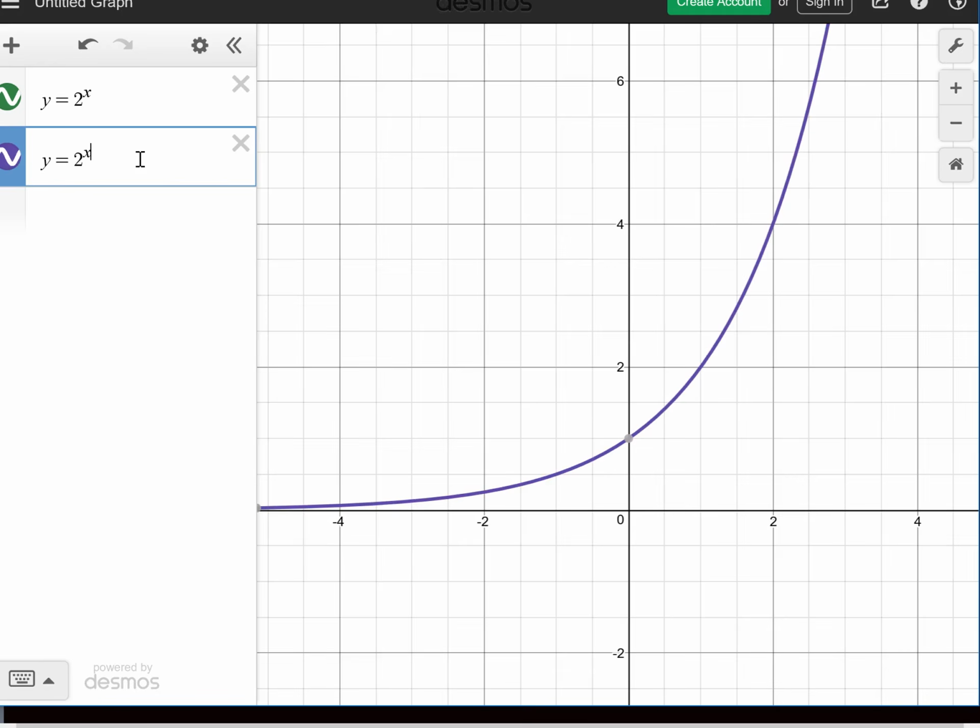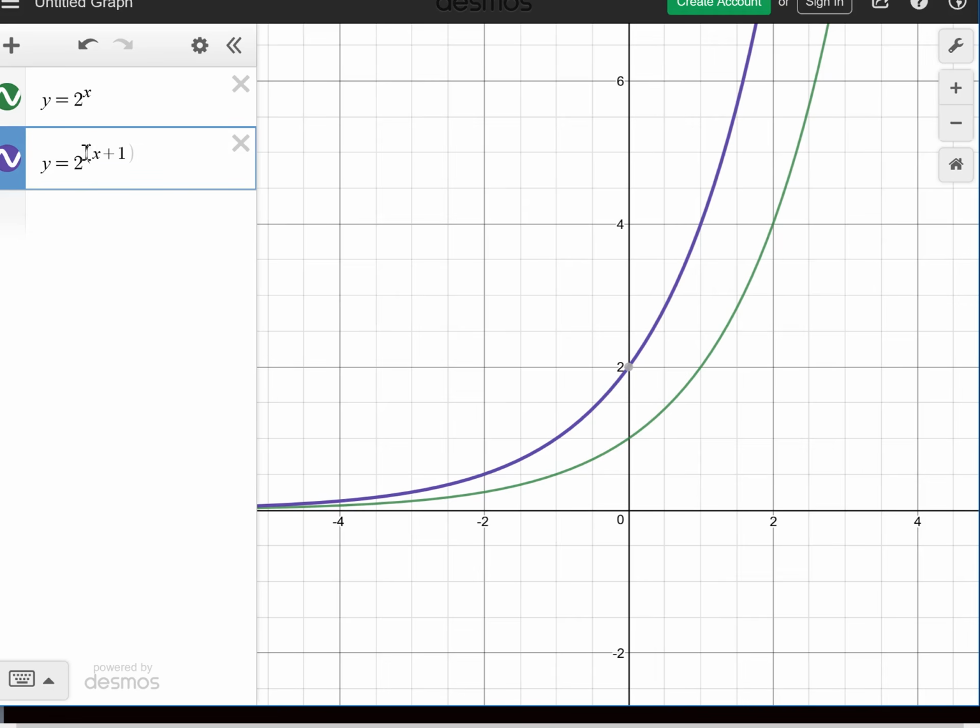Let's try this again. x plus 1. Let's think about what is going to happen. Let's use some parentheses. There we go. What's happening if I add this 1 now to the exponent as opposed to the function itself? So if you notice, it kind of looks like it shifted it up 1 again.